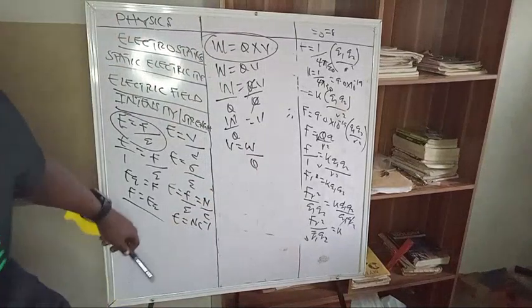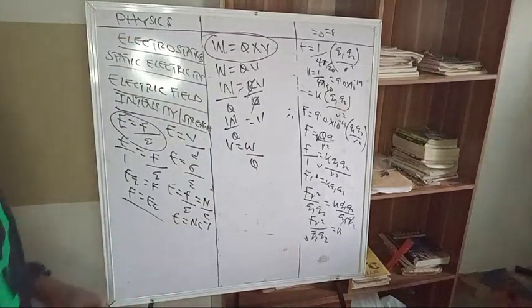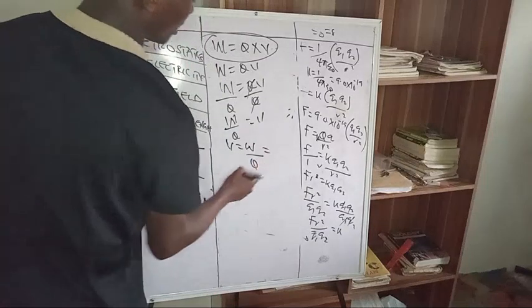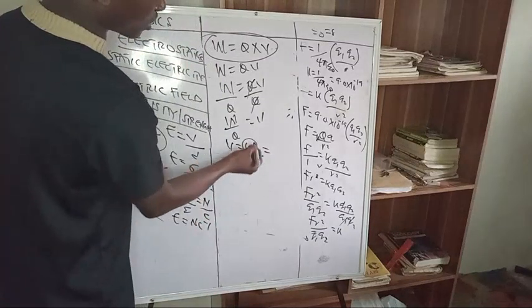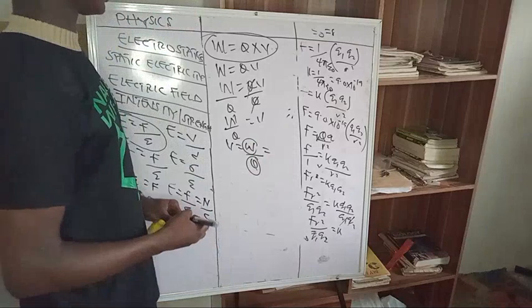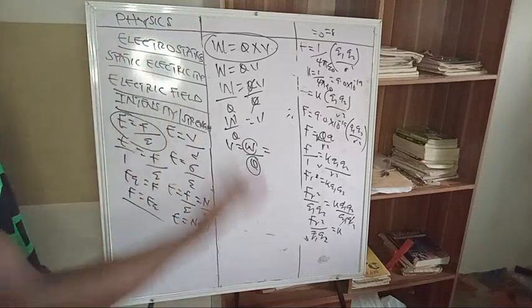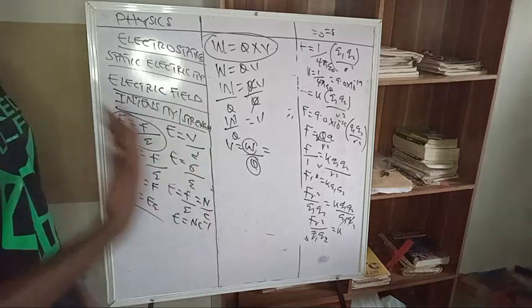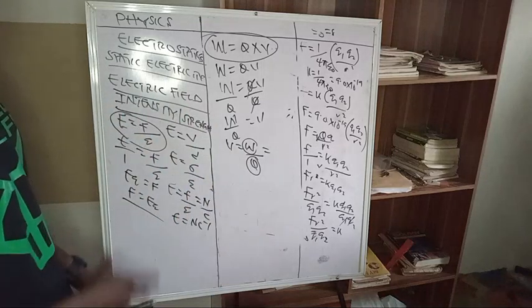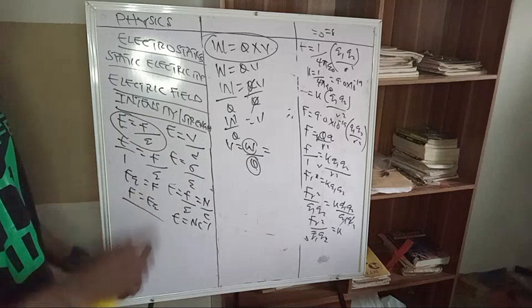If that's the case, we are going to have work done over charge, which gives us the electric potential. So electric intensity is defined as force per unit charge, while electric potential is defined as the work done per unit charge. If you want to find the real values now, let me show you something.